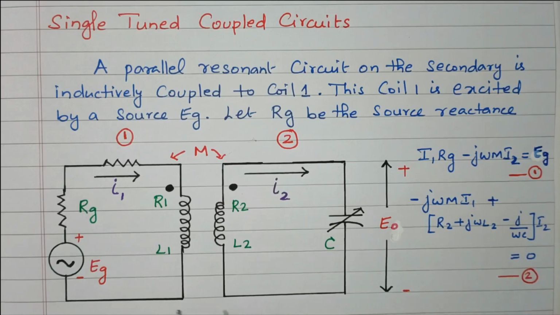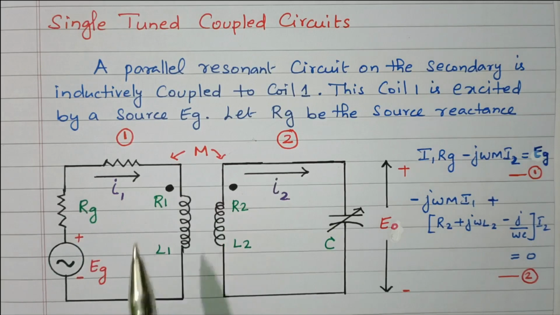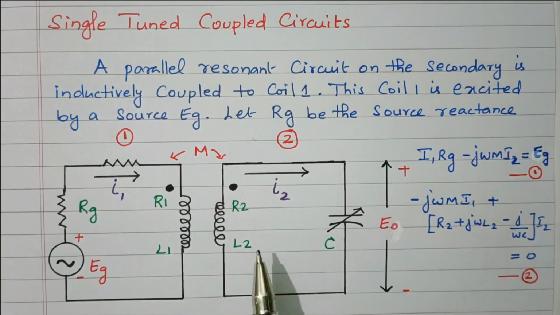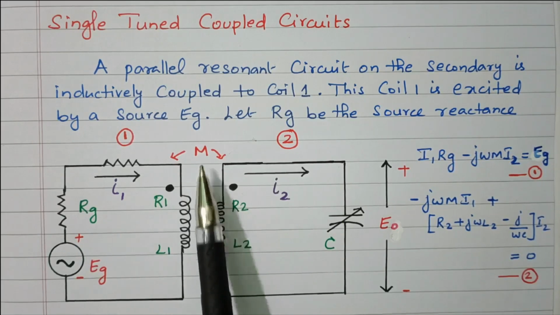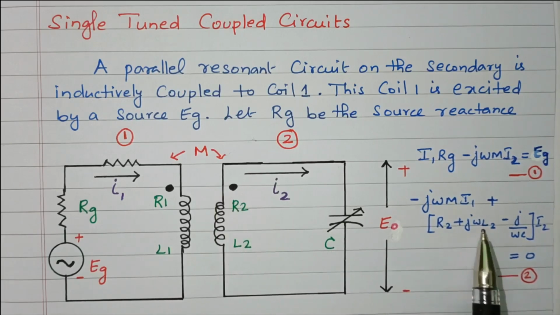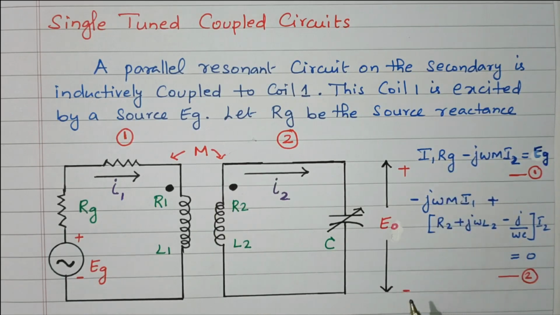So this RG is very much higher, so that we are neglecting R1 as well as L1. R1 and L1 are neglected because we assume that RG is much higher. So EG equals the drop across RG minus the drop across mutual inductance. In the secondary coil, the voltage source is not available, it is 0. So the drop across mutual inductance, R2, L2 and capacitor are all available. Here R1 and L1 are neglected. Right. Now we'll go further.